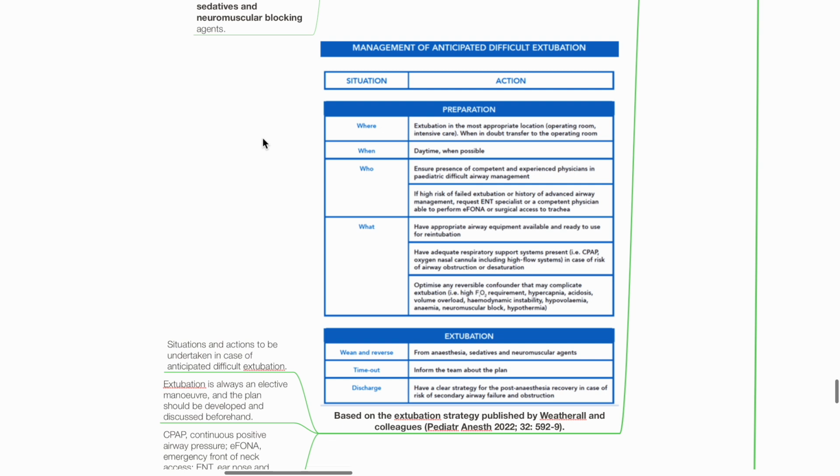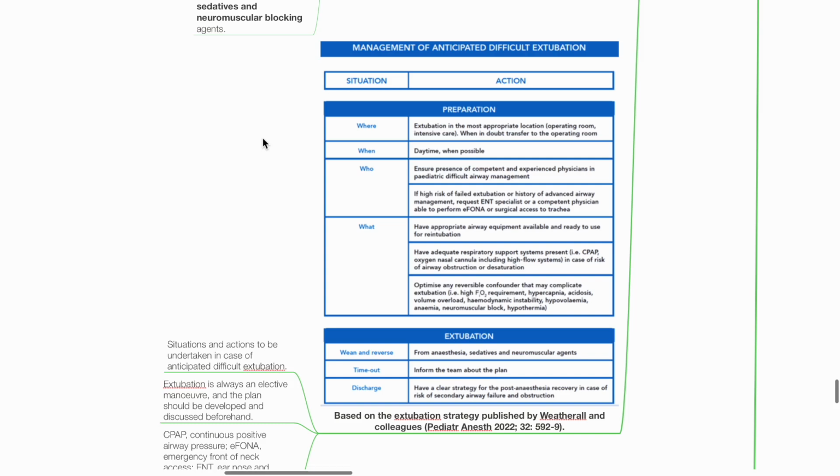When in doubt, transfer to operating room. Regarding when, daytime when possible. Regarding who, ensure presence of a competent and experienced physician in pediatric difficult airway management. If high risk of failed extubation or history of advanced airway management, request ENT specialists or a competent physician who is able to perform emergency front of neck access or surgical access to the trachea. Regarding what, have appropriate airway equipment available and ready to use for reintubation, and have adequate respiratory support systems such as CPAP, oxygen nasal cannula, including high flow systems, in case of risk of airway obstruction or desaturation.